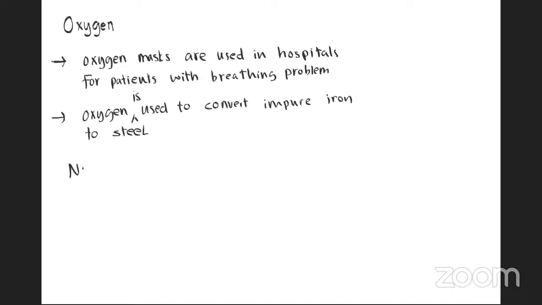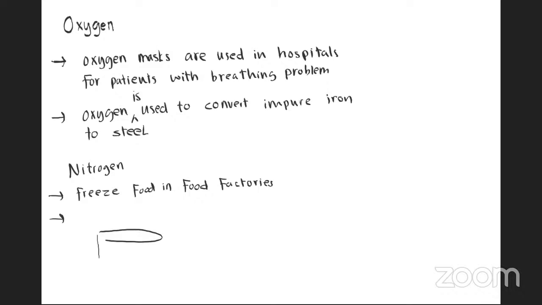So now let's look at nitrogen. Liquid nitrogen is very cold, and so we use nitrogen to freeze food in food factories. And because nitrogen is unreactive, we actually flush nitrogen through food packaging to remove oxygen and to keep the food fresh, okay? Because oxygen promotes decaying.